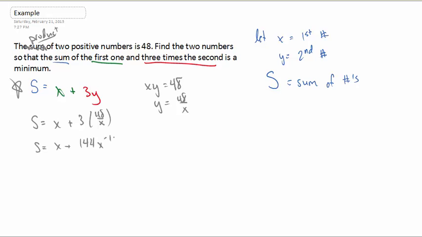Now we have a function in 2 variables. S equals something involving x. So this is something we can differentiate. S prime of x. So it's going to be 1 minus 144 over x squared. And if I'm looking for the max or min, we're setting this equal to 0.